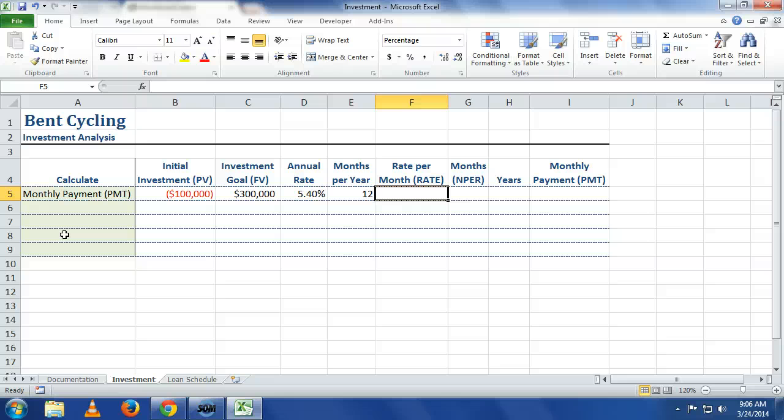And then you guys recall what we had to do when we take a rate and it's over months, whatever it might be, we have to divide that rate by the number of months. So for rate per month, I'm going to take D5 and divide it by E5. Okay, 18 months is how many times I'm going to transfer money into this account. And for years, I'm going to take this number of periods, which is G5, and divide it by the months in the year, which is E5. So it's 1.5 years.